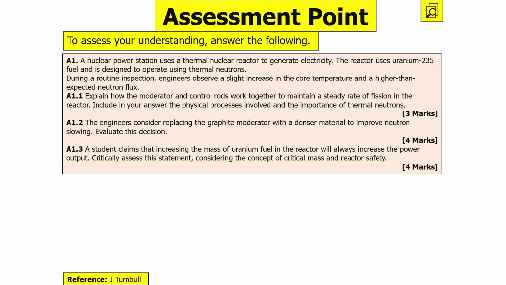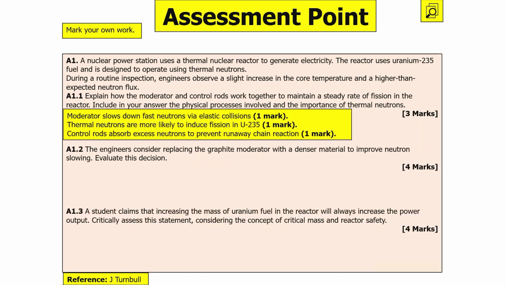The engineers consider replacing the graphite moderator with a denser material to improve neutron slowing. Evaluate this decision. Then a student claims that increasing the mass of uranium fuel in the reactor will always increase the power output. Critically assess this statement considering the concept of critical mass and reactor safety. So pause the video now and then unpause the video when you want to go through your answer. Right, the moderator slows down fast neutrons via elastic collisions.